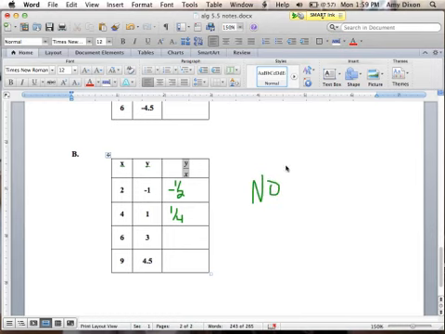The only way that would work is if your table value is exactly the same each time. If it is, then you can say yes, and you can write the equation of direct variation.